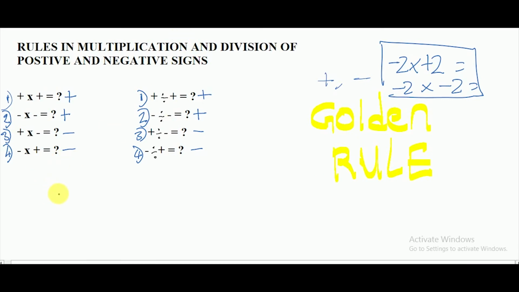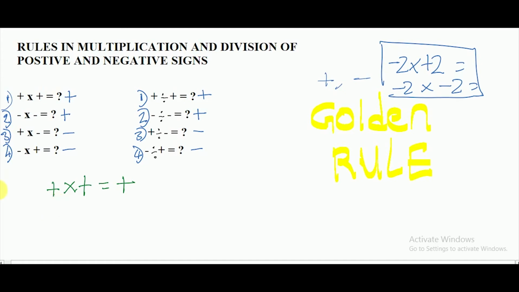Now, plus times plus is what? Positive. Why? Two same signs multiplying themselves. The golden rule: two same signs multiplying themselves give us a positive sign. This is what we just did. Now let's move to a different example, but the same thing. Once you know the basic, the golden rule, you'll be able to solve any other one.